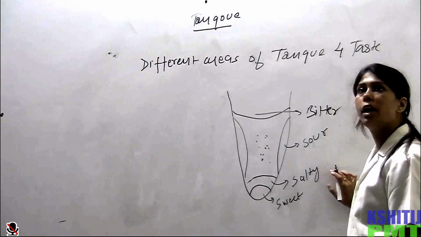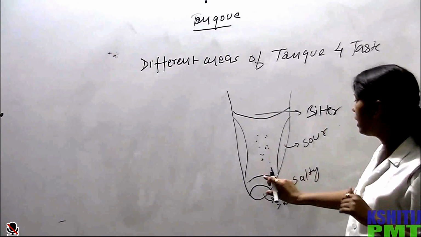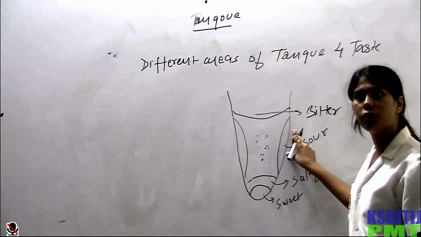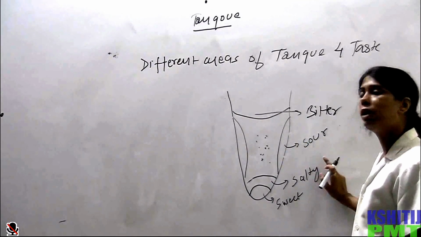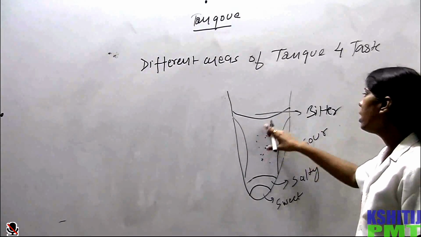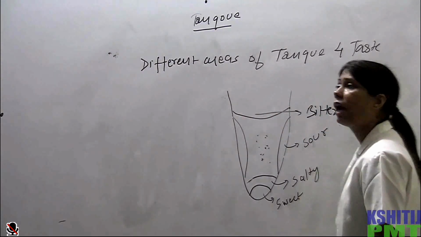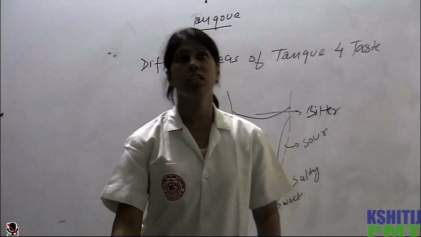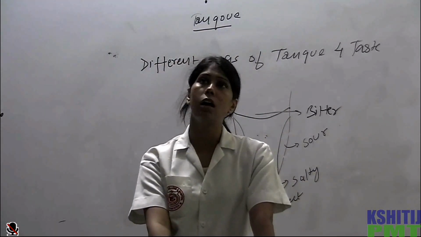As we have already seen, in the tip and sides we have fungiform papilla. Fungiform papilla tastes for sweet, salty and sour. Filiform papilla doesn't help in taste, and the last one, circumferent papilla, helps in bitter taste. One more thing, there are only four basic tastes, that is sweet, salty, sour and bitter.